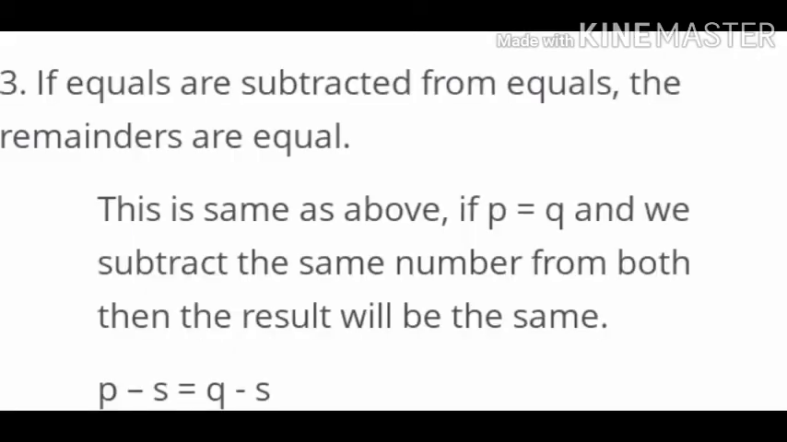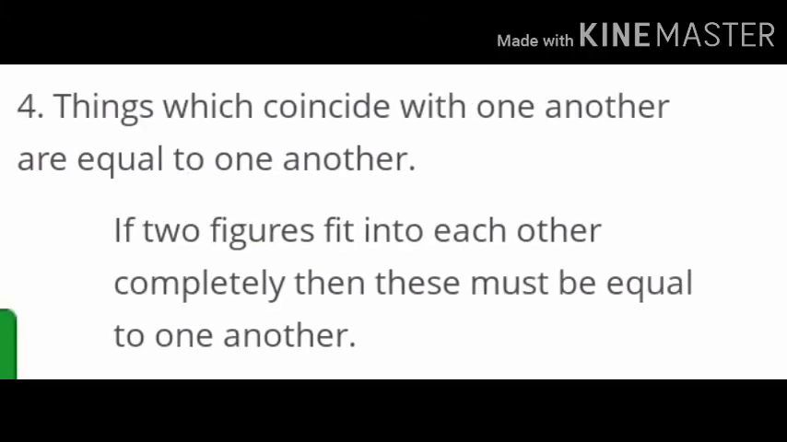Third axiom: if equals are subtracted from equals, the remainders are equal. This is the same as above. If p equals q and we subtract the same number from both, then the result will be the same. That is, p minus s is equal to q minus s. Fourth axiom: things which coincide with one another are equal to one another. Example, if two figures fit into each other completely, then these must be equal to one another.